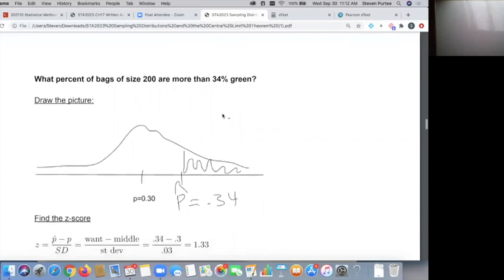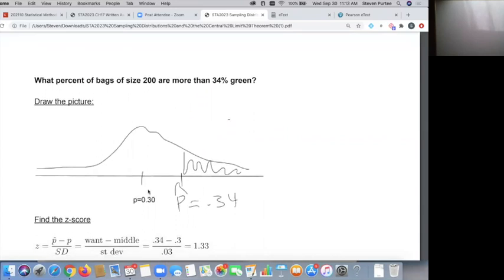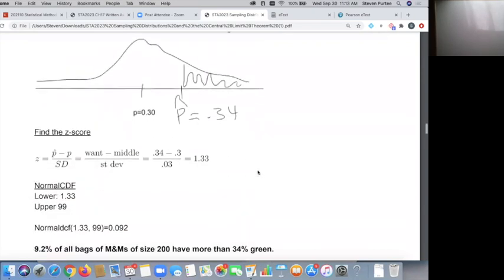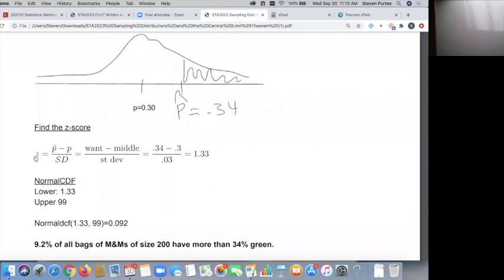So my average is 30%. I want to be bigger than 34%. I want my sample mean, my sample success rate to be more than 34%. So I shade above that. Okay, now we've got a brand new formula for z-score. We're going to have 6 different formulas for z-score this semester. Don't memorize all of them.